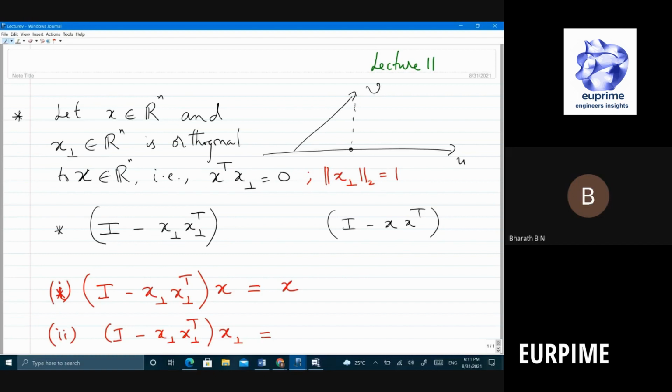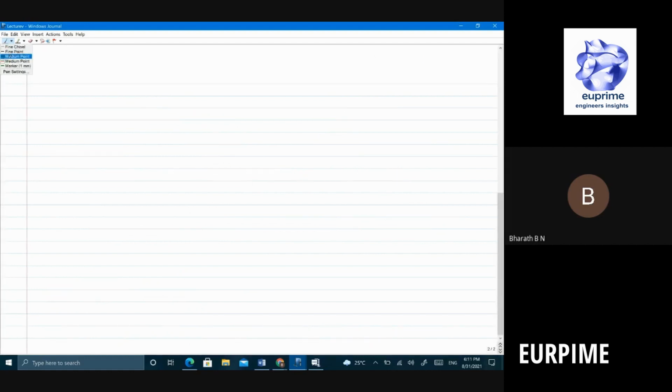So now what do you get here? It's X perp minus X perp transpose X perp is 1. You will get X perp minus X perp, which is 0. So what does that mean? You take the matrix, multiply by X perpendicular, you will get 0, right? But if you multiply by X, you get X itself. So let me write these observations, right? So observations.